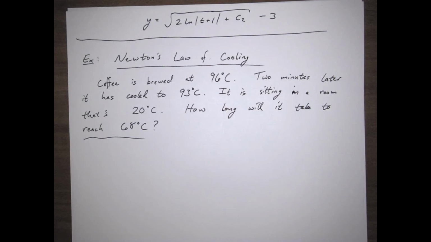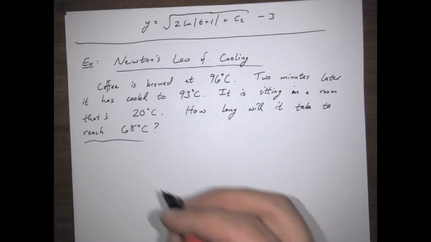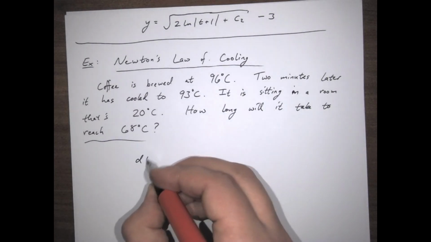Okay, so we know that in 2 minutes it has gone from 96 degrees Celsius to 93 degrees Celsius. We know that the room temperature is 20 degrees Celsius. We know that it's Newton's law of cooling because it is literally cooling, and also because that's the name of the example. And the question will be then, how long will it take to get to 68 degrees Celsius? So let's start with the differential equation.